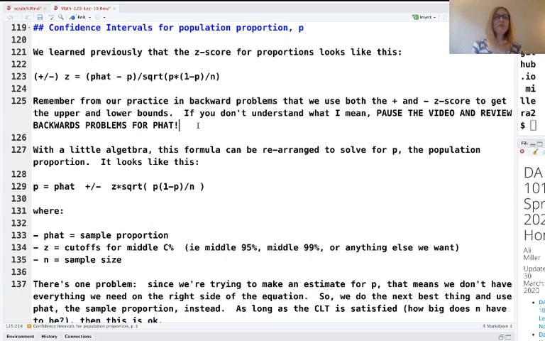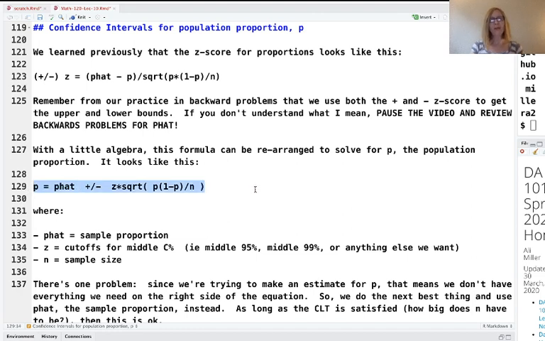Now, if you do a little bit of algebra, we can rearrange this formula a little bit and solve for p, the population proportion. You can try the algebra on your own. It's not too tricky, but you can also just trust me, and this is the same formula that's in the book. If you solve for the proportion, you'll get it's equal to p hat plus or minus z square root blah, blah, blah, blah, blah.